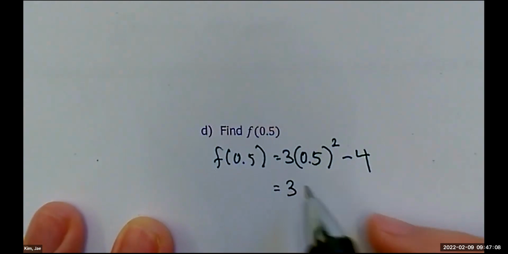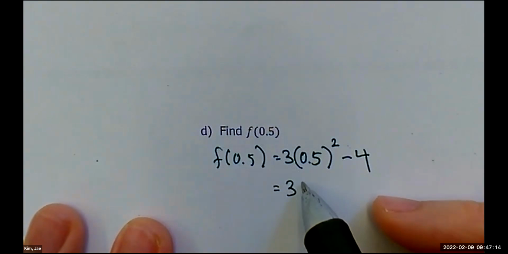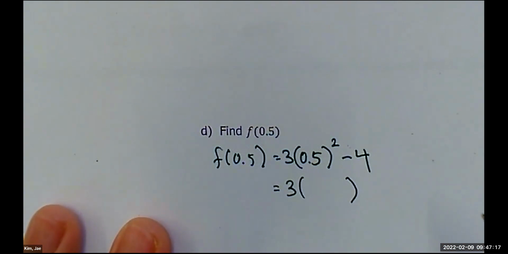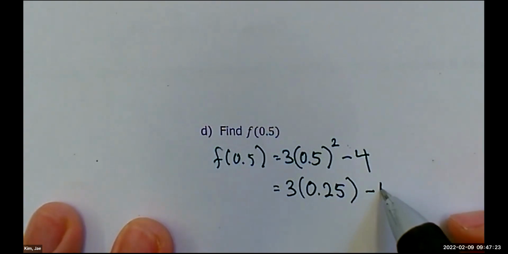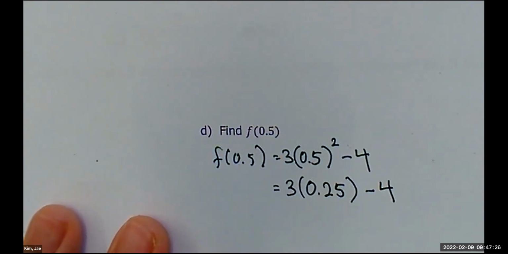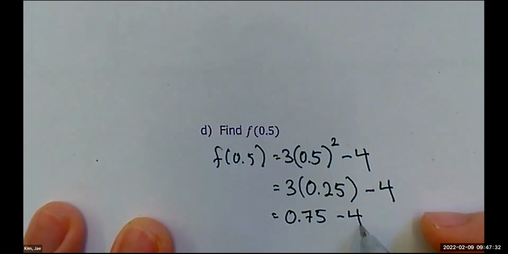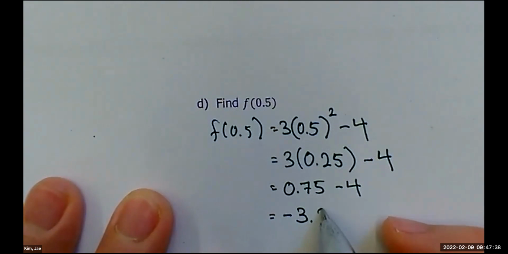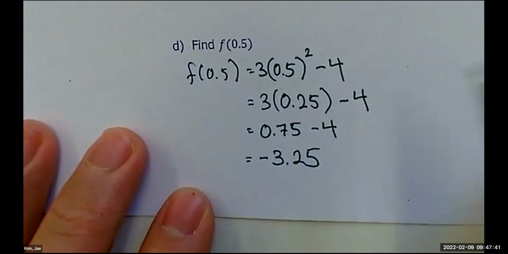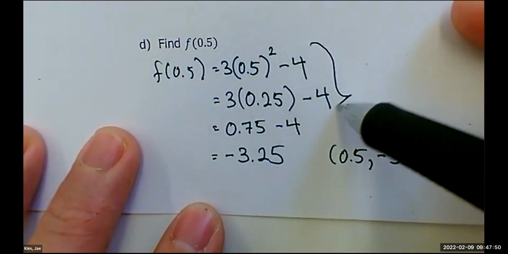So remember BEDMAS. Exponent comes first. 3 times 0.5 squared. 0.5 squared should be 0.25. And then BEDMAS, multiplication. And then BEDMAS, subtraction. Done. That means if the x value is 0.5, my y value is negative 3.25. That's what this means.